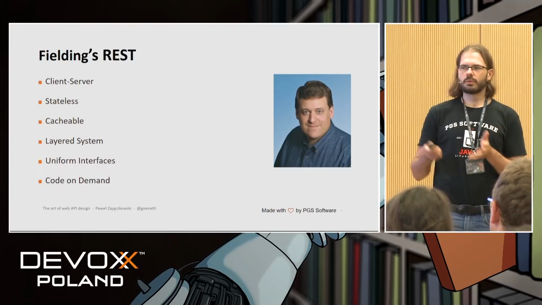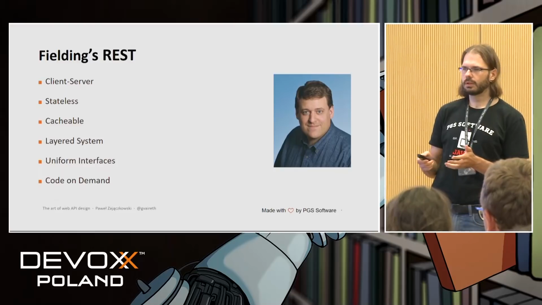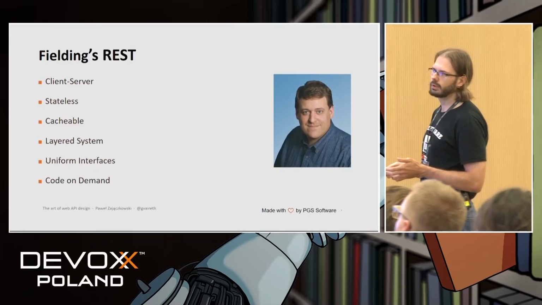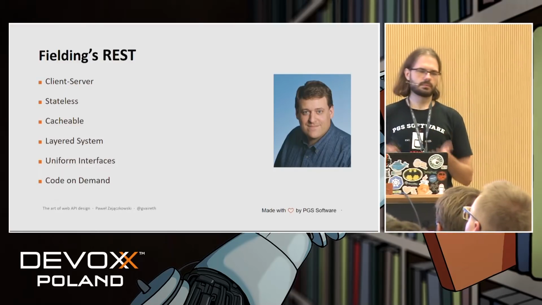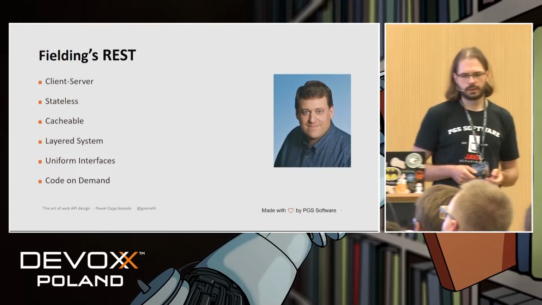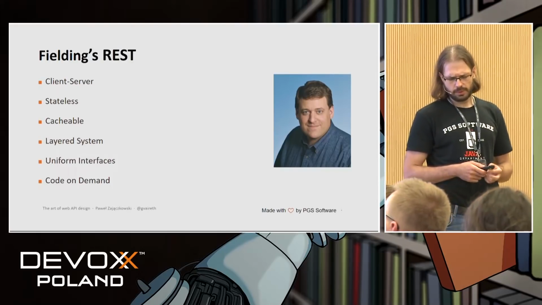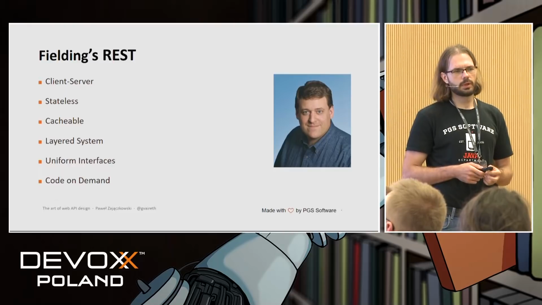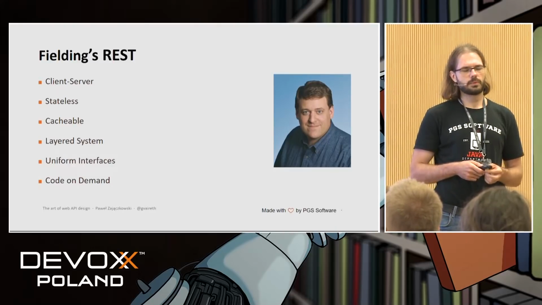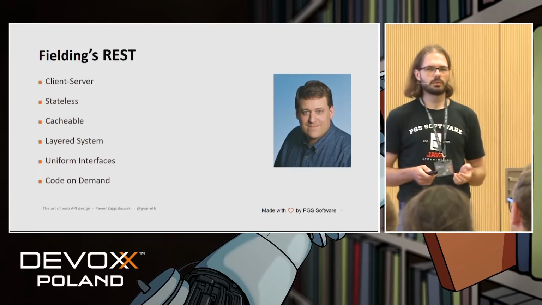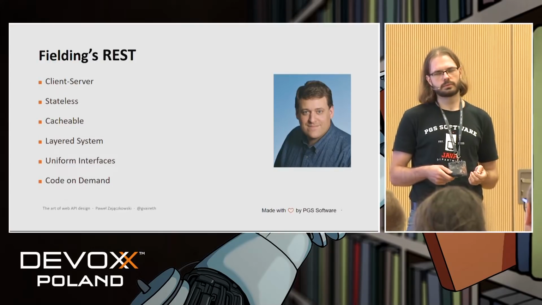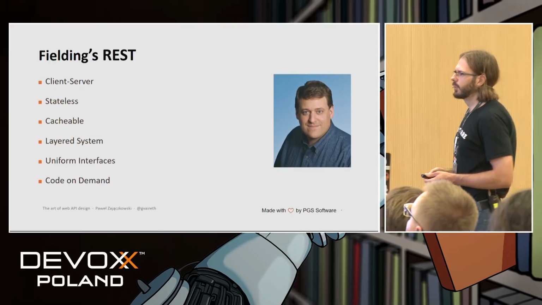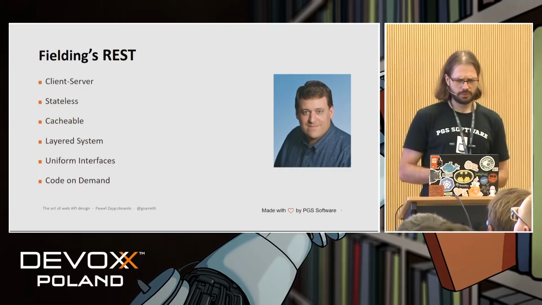Uniform interfaces, more or less, are about our addresses and naming schemes being consistent, and we should use HTTP semantics, so methods, status codes, and standard headers. And code on demand is an optional requirement, but the idea is that from the server we can send some executable code that can be invoked by the client and thus extend its capabilities. So that's briefly about REST.